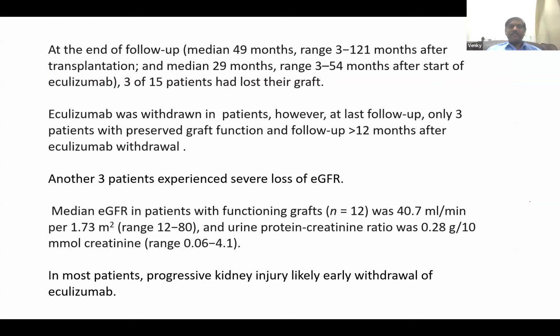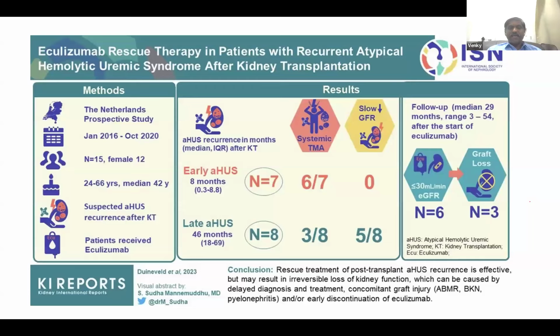In most patients, progressive kidney injury was attributed to early withdrawal of the eculizumab. So 3 patients had graft loss, 3 patients had a loss of GFR, and progressive kidney injury was documented because of early withdrawal of the eculizumab in this group of patients. Here they targeted these 5 of 8 patients who presented with a slow decrease in GFR. These patients had a slow TMA. They had a renal limited TMA, and there was no evidence of any systemic TMA in these patients. They had a slow creep in the creatinine when they stopped the eculizumab.